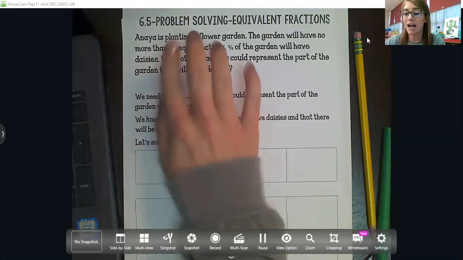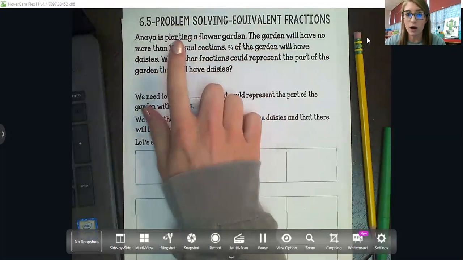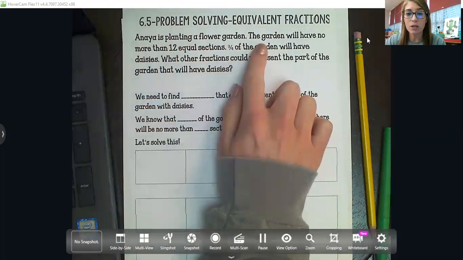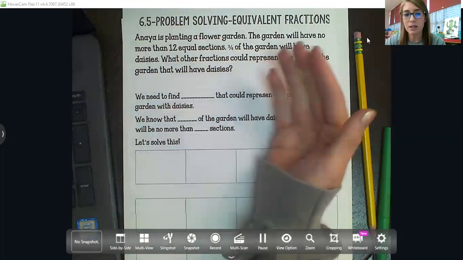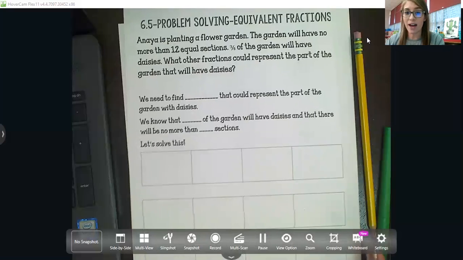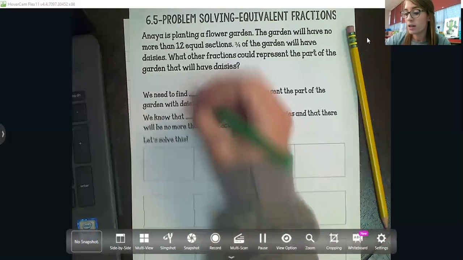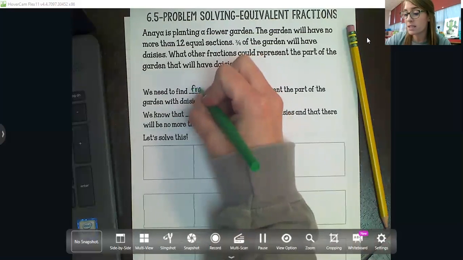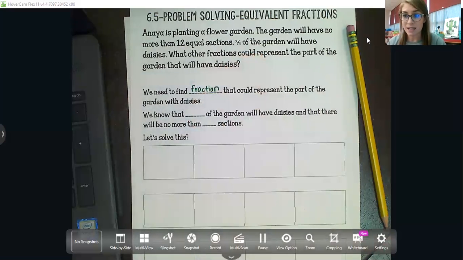All right, so it says Anaya is planting a flower garden. The garden will have no more than 12 equal sections. 3/4 of the garden will have daisies. What other fractions could represent the part of the garden that will have daisies? Okay, so they're wanting us to find the fractions that could represent the part of the garden with the daisies, okay?